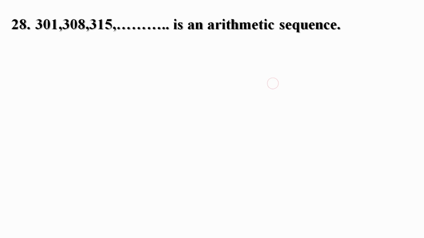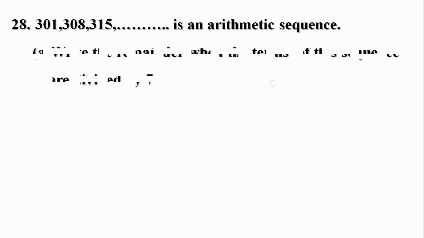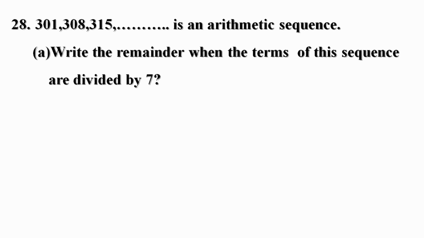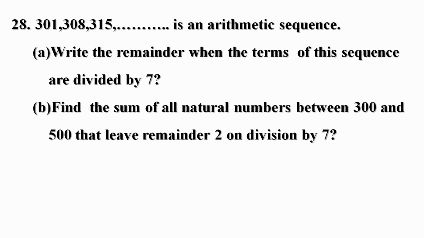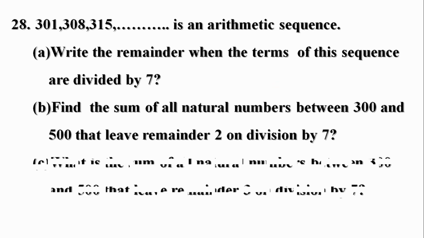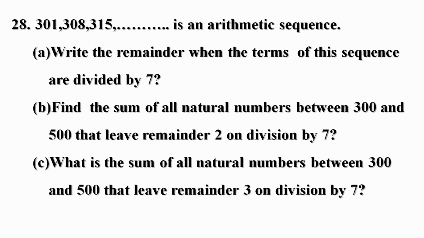28th question. 301, 308, 315, etc. is an arithmetic sequence. Write the remainder when the terms of the sequence are divided by 7. Find the sum of all natural numbers between 300 and 500 that leave remainder 2 on division by 7. What is the sum of all natural numbers between 300 and 500 that leave remainder 3 on division by 7?